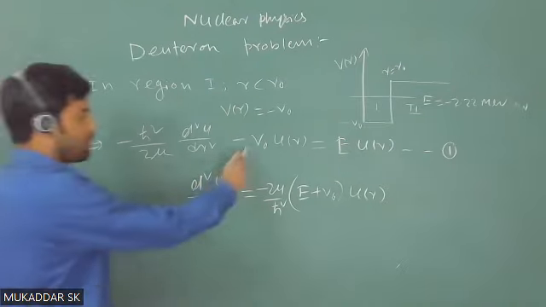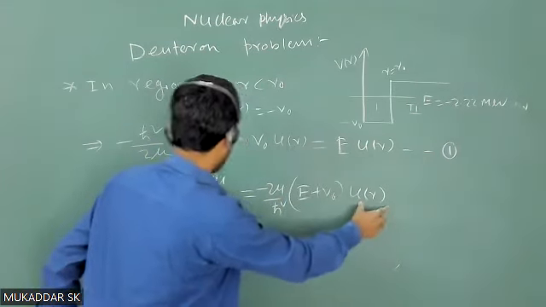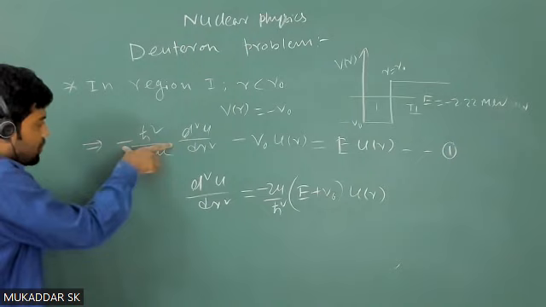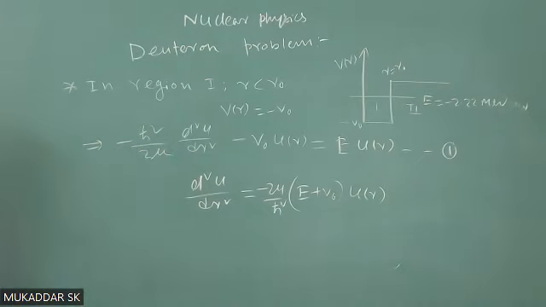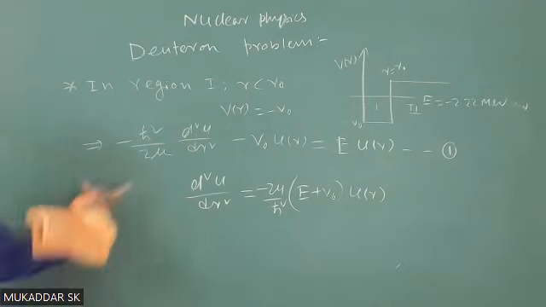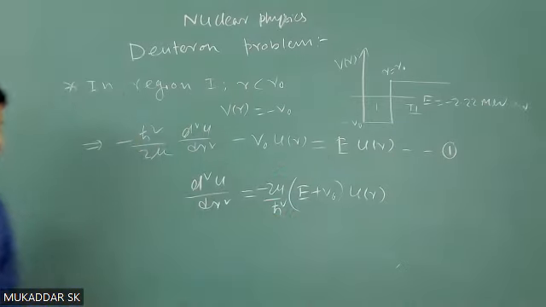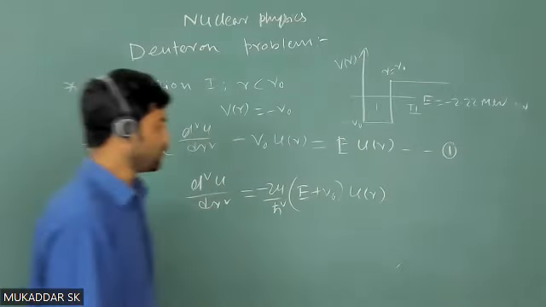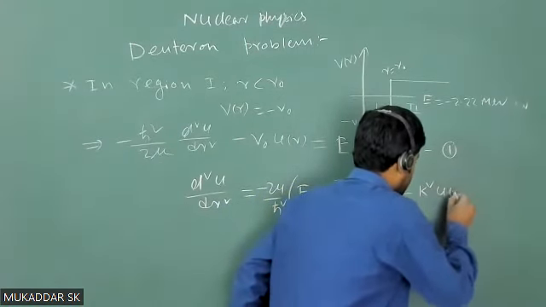Is this clear? We bring this term to this side, it will be E plus V naught, you will have u of R, and on the left hand side you have minus h cross square by twice mu. If you multiply both sides by minus 2 mu by h cross square, then this will be plus 1, and on the right hand side this factor will come, right? And this will be equal to minus k square u of R.